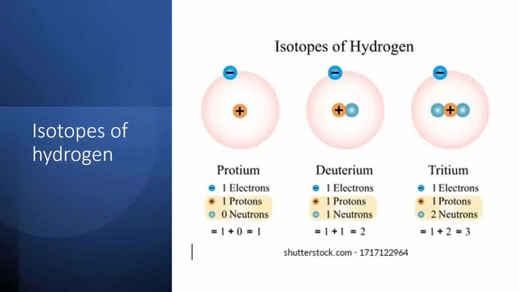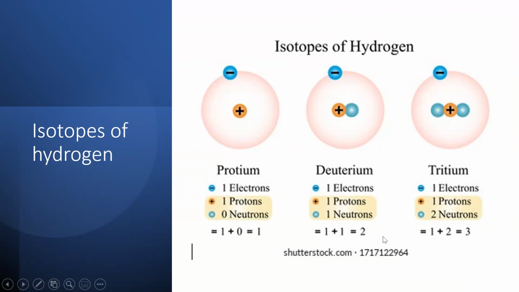For example, look here, isotopes of hydrogen. Protium, the first one, has 1 electron, 1 proton, and zero neutrons. So its mass number is 1, that is 1 plus 0. The second one is deuterium. It has 1 electron, 1 proton, 1 neutron, so its atomic mass or mass number is 2. This is tritium: 1 electron, 1 proton, 2 neutrons. So its mass number is 3.